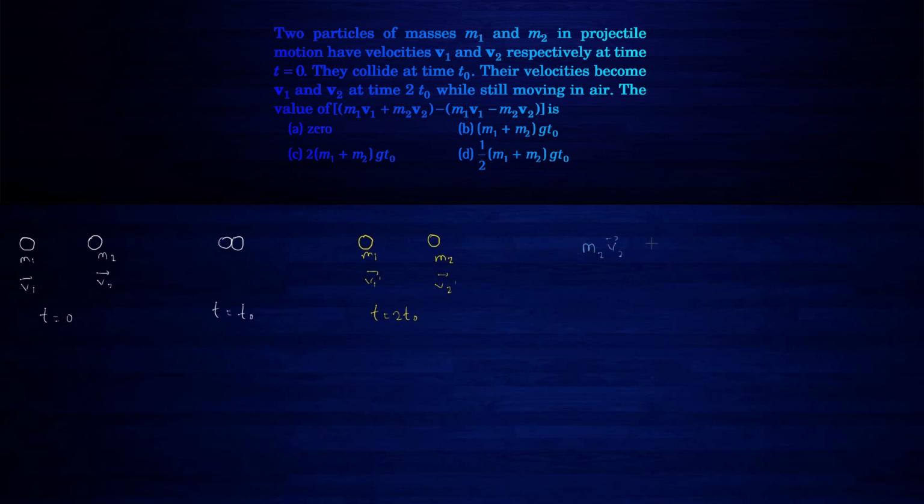m2 v2 bar plus m2 v2 dash bar plus m1 v1 dash bar minus m2 v2 bar plus m1 v1 bar.